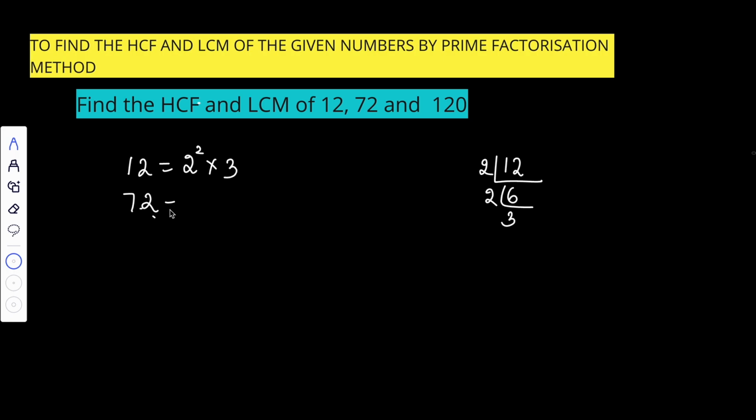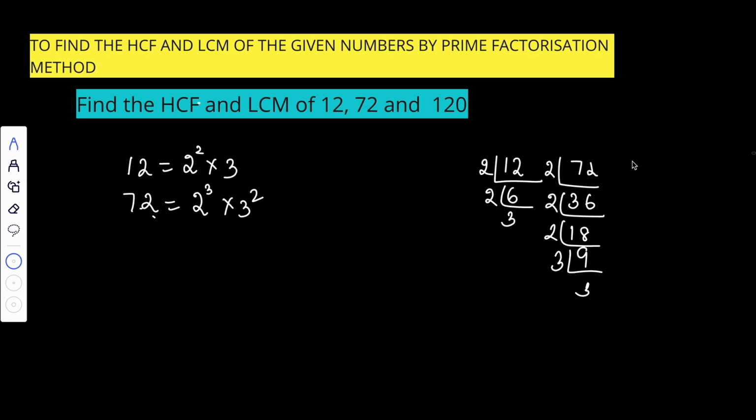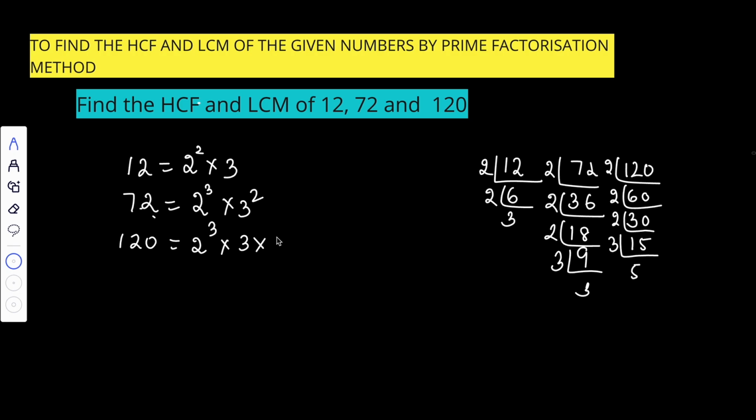Next we are going to 72. 72 when we prime factorize, 2 36 times, 2 18, 2 9 times, 3 3s are. So we are getting here 2 cube into 3 square, and next one is 120, 2 60 times, 2 30 times, 2 15s are, 3 5s are. So we are getting here 120 is equal to 2 cube into 3 into 5.